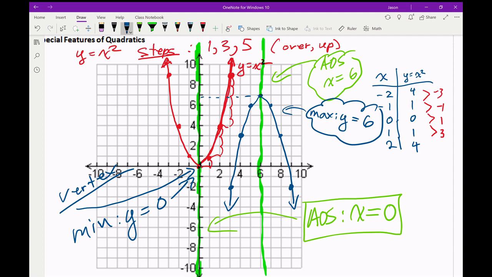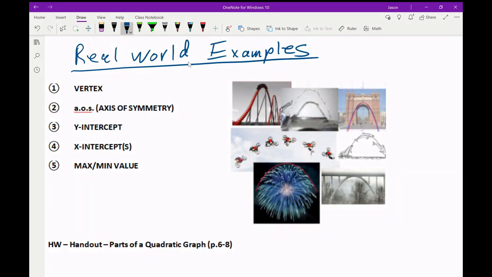Now, let's go over examples of real life things in our homework. Okay, so now we're going to take a look at some real world examples, okay? So I'm going to look at one picture here, and I'm going to identify the vertex, the axis of symmetry, the x-intercepts and the y-intercept, and what the maximum or minimum value is.